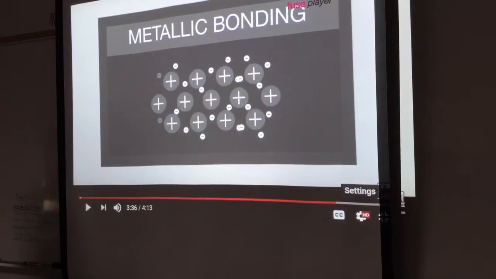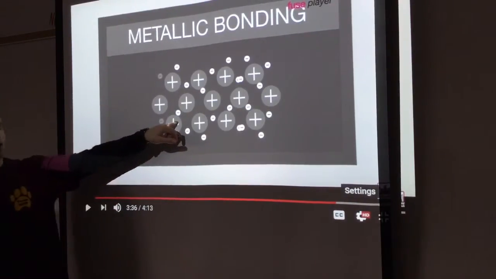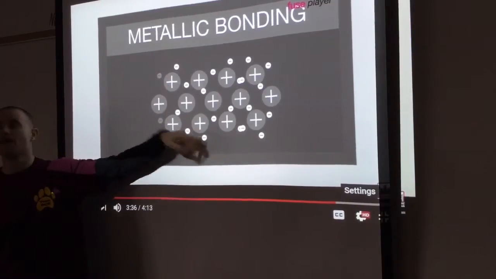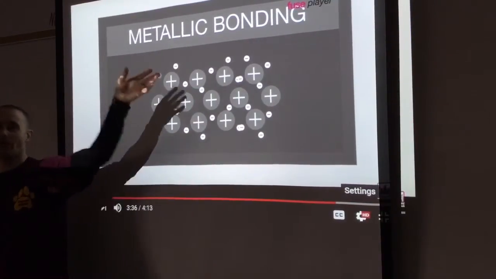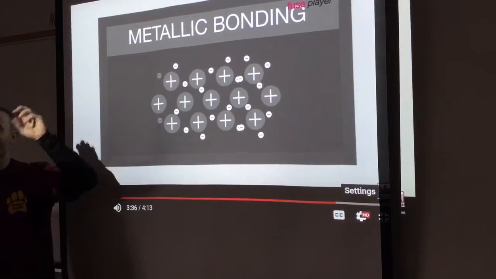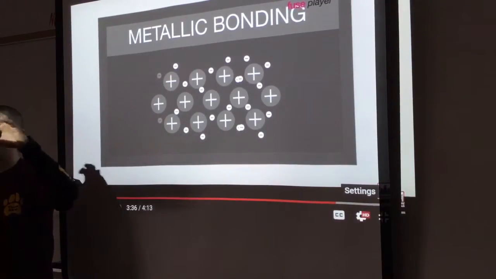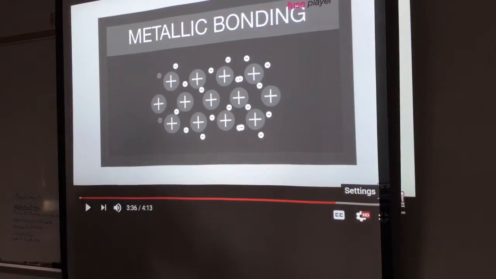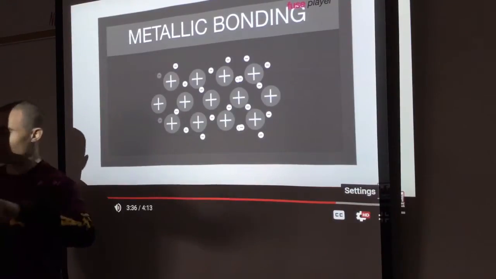Okay, I need you to draw that in your notes. Something that looks like that. These are your cations, positive metal ions. Pick any metal on the periodic table: copper, iron, sodium, strontium, francium, whatever. Individual metals have metallic bonding. There's no such thing as two metals bonding together.